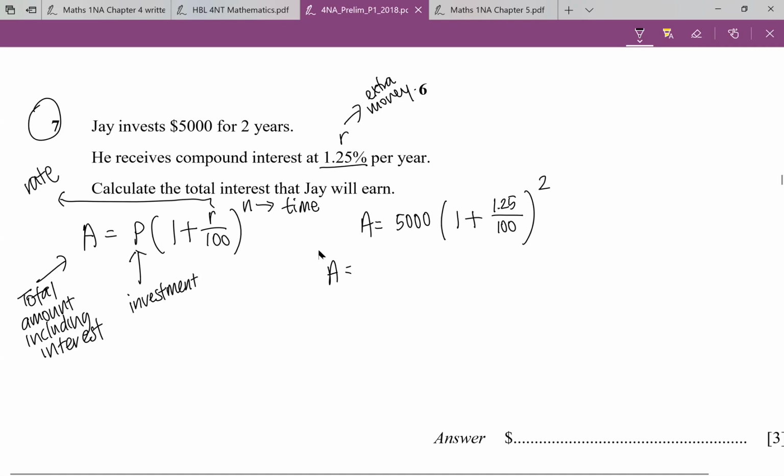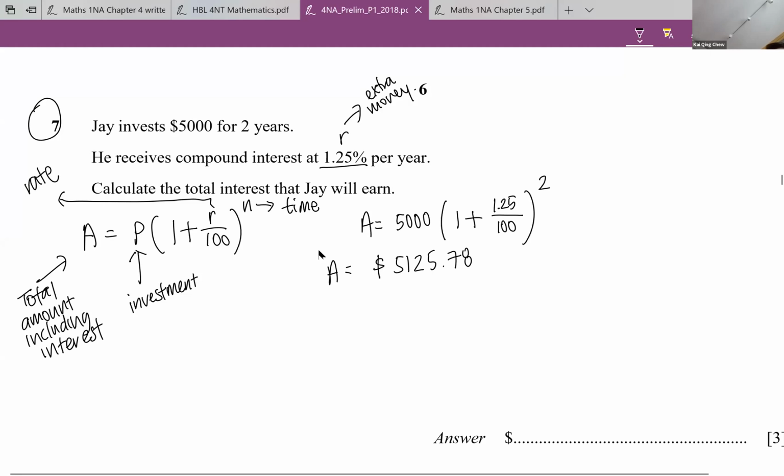0.0125. So what do you get? I got 5125.78. Okay, very good. So 5125.78 is the total amount.